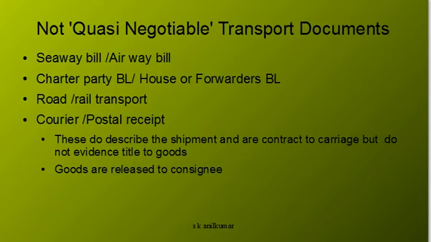What are non-negotiable or non-quasi-negotiable instruments? These are sea waybills, airway bills, a house or forwarder's BL, road or rail transport documents, and courier or postal receipts. These are not documents of title. These do not give possession of goods. These do describe the shipment details, are contracts of carriage, and are evidence of movement of goods, but they are not evidence of title to goods. Goods are released to the named consignee without waiting for the original instrument.